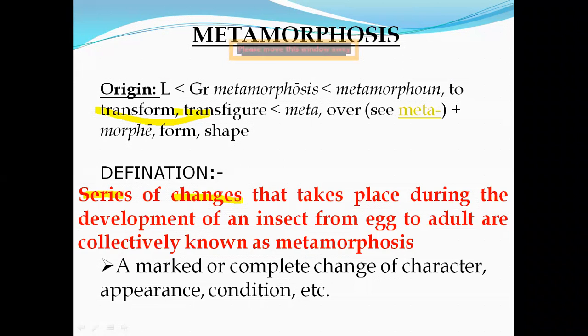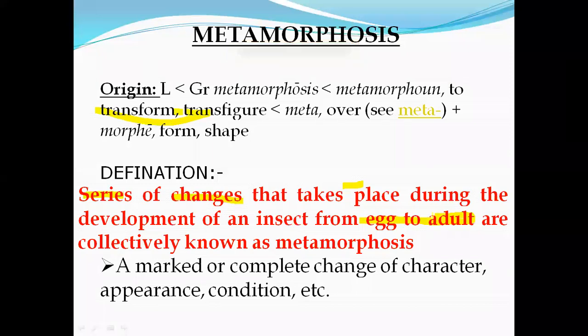There are some changes that occur, that means changes take place. Why? It is required for development and growth of an insect. It starts from egg laying till becoming an adult, and this whole process is known as metamorphosis.